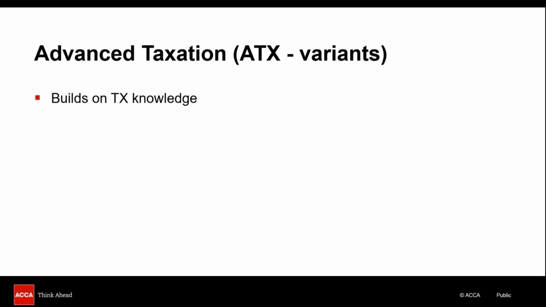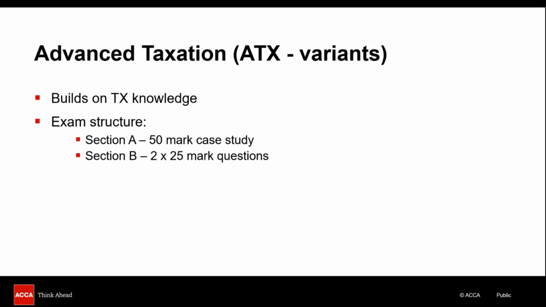ATX is in two sections. Section A is a 50-mark case study question comprised of 40 technical marks and 10 professional skills marks. There will be 5 marks for ethical aspects within the technical marks. The case study will be based on one scenario, and it will often, but not always, test more than one tax. Section B comprises two 25-mark questions. All questions are compulsory and can test any area of the syllabus.